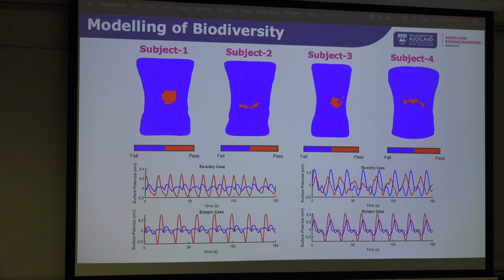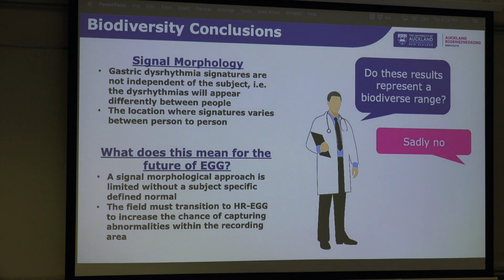So now not only does this present a problem of we don't have the correct location, without an understanding of the actual baseline normal activity of that patient, a signal morphological approach doesn't really work. So we go back to that question of, do those results that we reported earlier represent a biodiverse range? And put simply, no. We can't use those signal morphology characteristics as a baseline for diagnosis of different gastric dysrhythmias. But it does raise a very valid point.